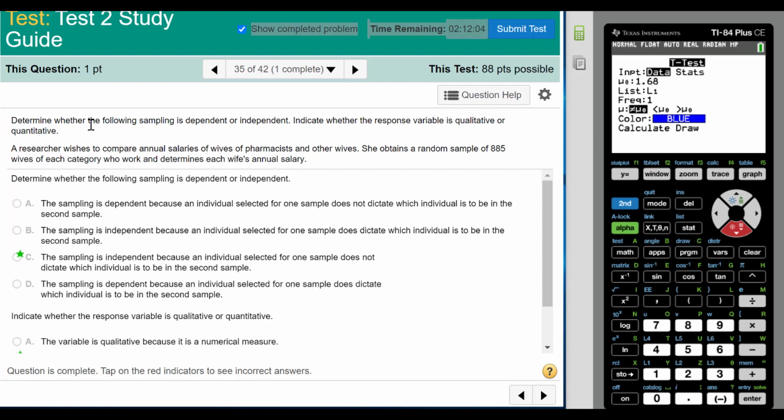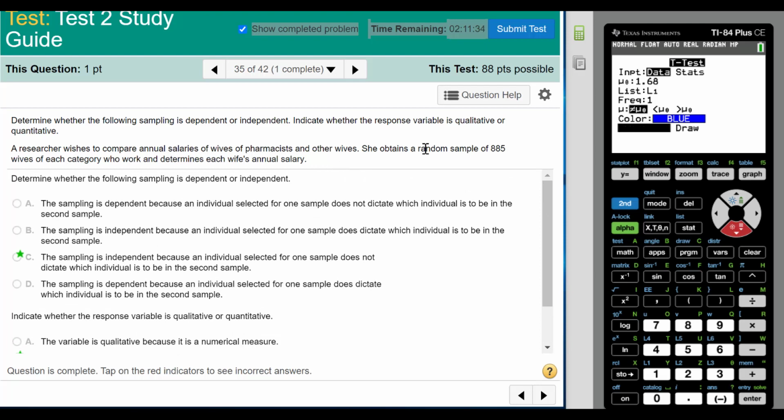Determine whether the following samples are independent or dependent. Indicate whether the response variable is qualitative or quantitative. A researcher wishes to compare annual salaries of wives of pharmacists and other wives. Well, there are two different groups, wives of pharmacists and other wives, so the samples must be independent. Dependent would be the same person before and after some action.